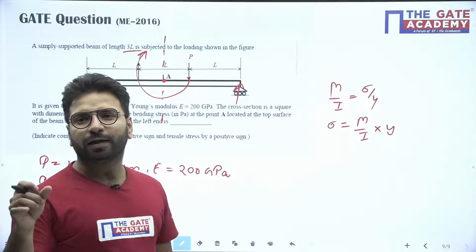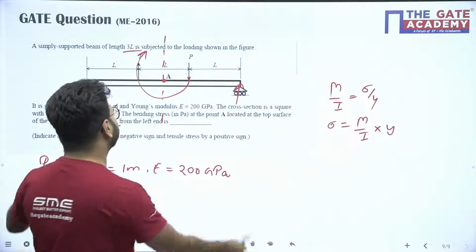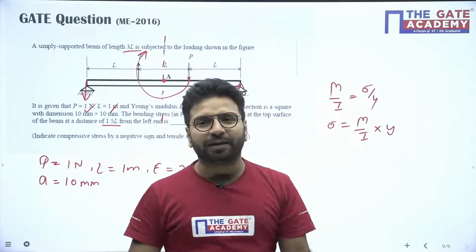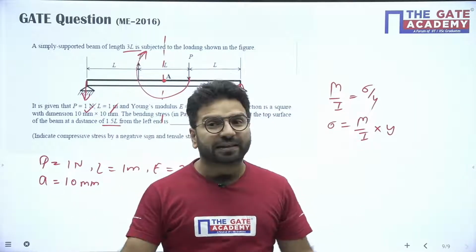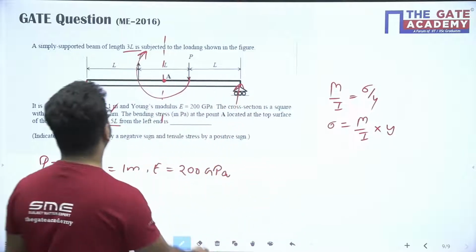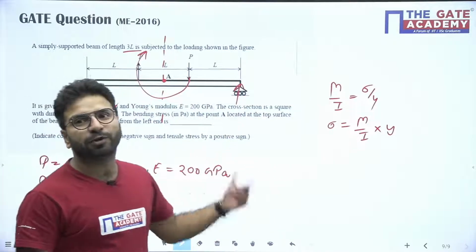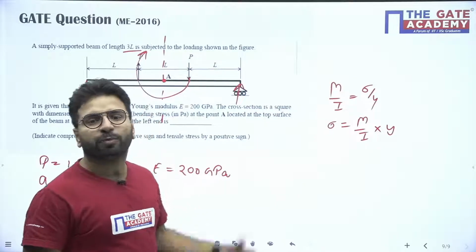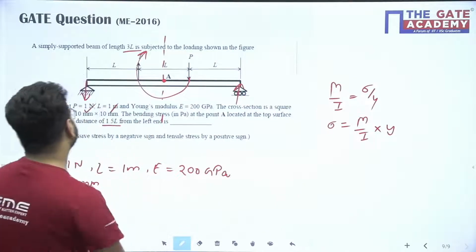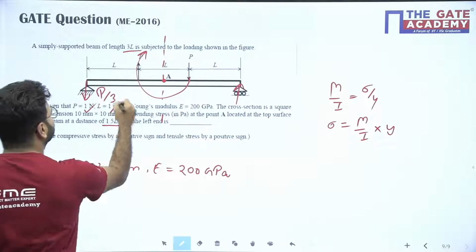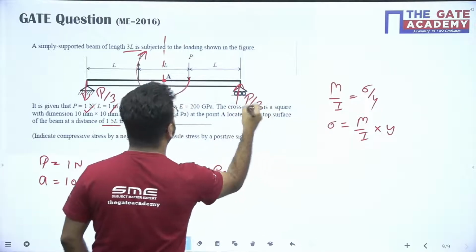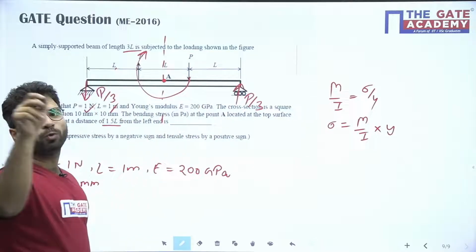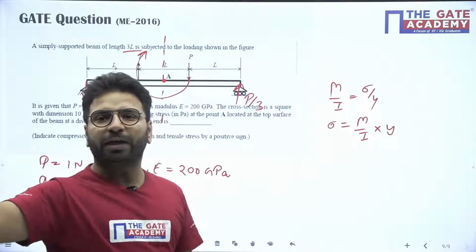भाई दो रिएक्शन है, दोनों क्या कर रही हैं? एंटी क्लॉकवाइज कपल फॉर्म कर रही है. उसके लिए कपल कैसे निकालूंगा मैं? वहां पे कपल की वैल्यू क्या है बेटा? P इंटू एल. तो यहां पे लेंथ टोटल क्या है? 3L. तो मेरी रिएक्शन क्या होगी यहां पे? P/3. रिएक्शंस विल बी P/3 बिकॉज लेंथ इज L plus L plus L. So P into L upon 3L.